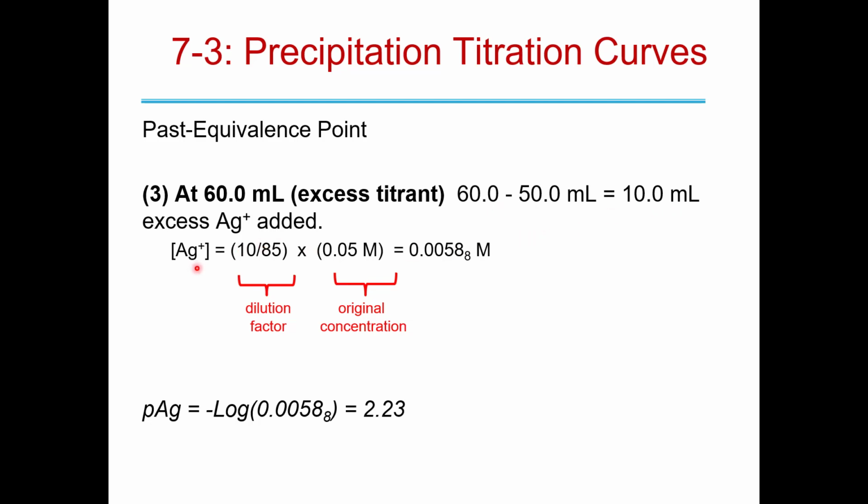Now what we want to do is figure out the concentration of silver due to that excess. So what we're going to do is multiply by our dilution factor.